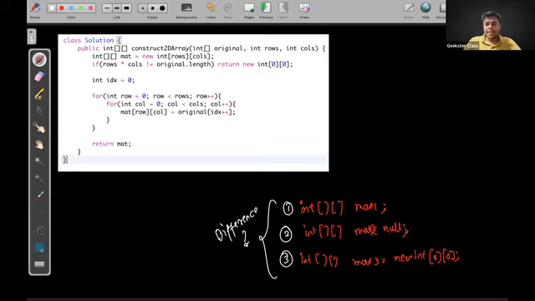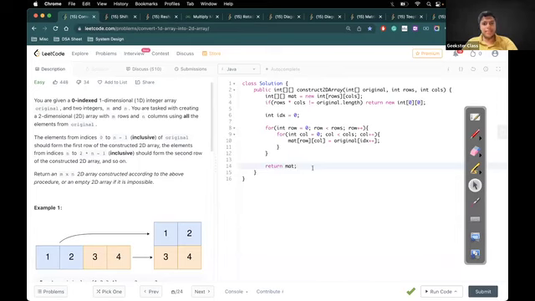Is it visible clearly? Is the writing okay, or should I write it in code? Is the writing clearly visible, or should I write it in code? Okay, let's write it in code.